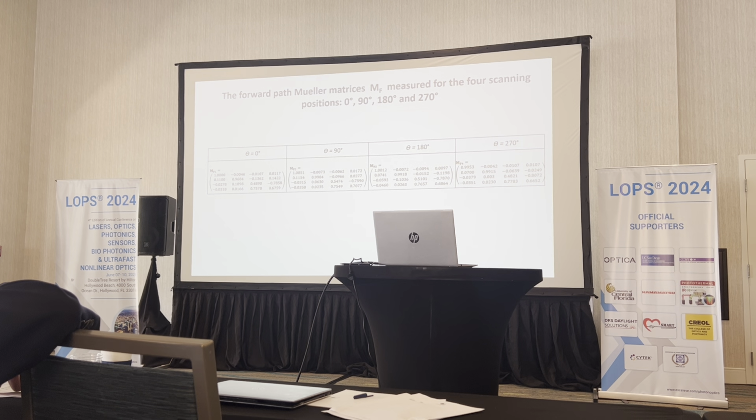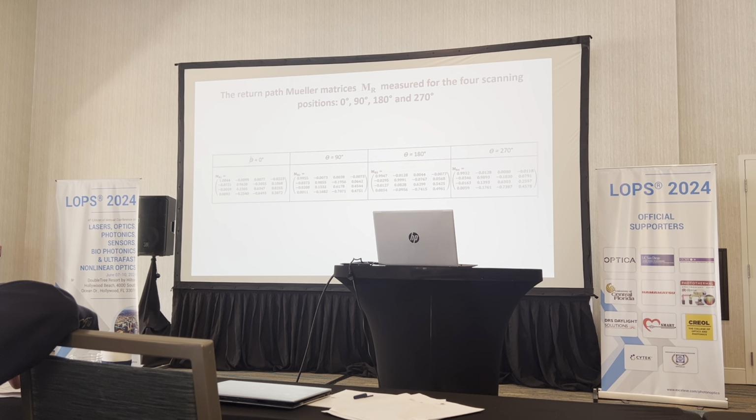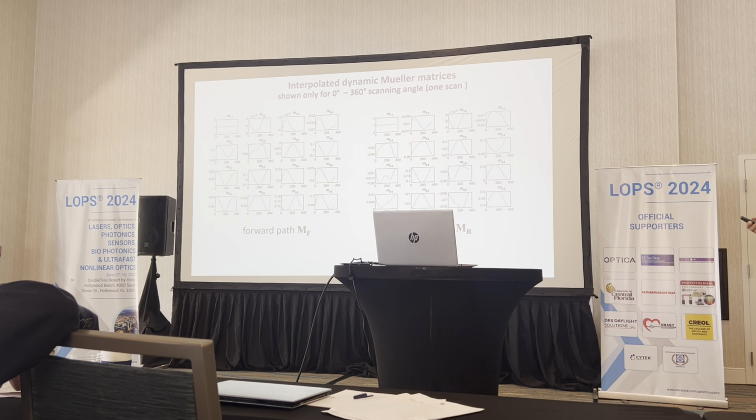So here are the 4 Mueller matrices, let's say for a scanning angle of 0, 90, 180, 270 degrees. That's your forward path. And then you have the return path, another 4. By the way, they're not the same because the calculations are not commutative. You cannot invert the direction of light and then have the same total Mueller matrix. So you have to do it separately for the forward and for the return path. So that's the interesting story.